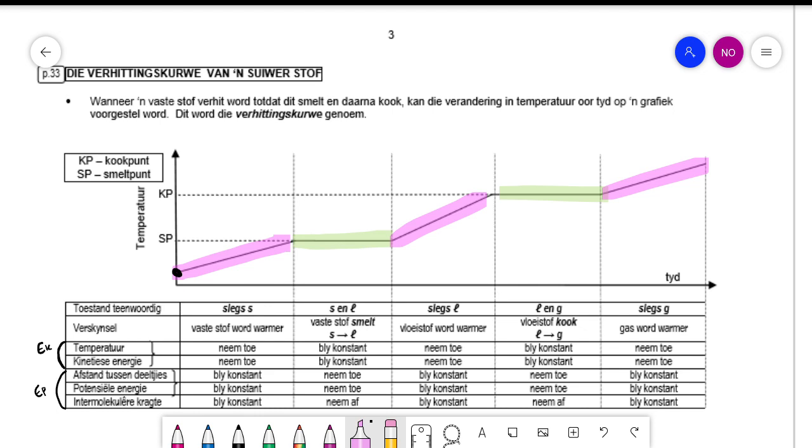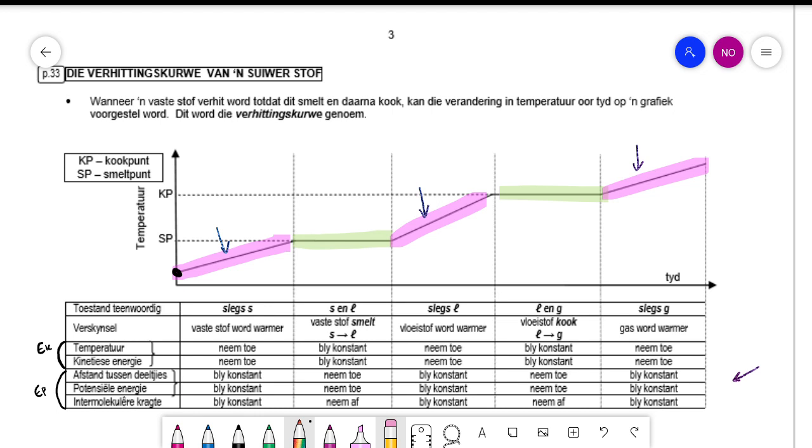Okay? Hier meet ons dit in die vaste stoffase. Hier meet ons dit in die vloeistoffase en hier meet ons dit in die gasfase. Maar julle kan gaan kyk hieronder. Die tabelletjies se goeders is dieselfde daar. Okay? Wat dieselfde bly en wat toeneem is dieselfde. Is oral daar dieselfde. Okay.